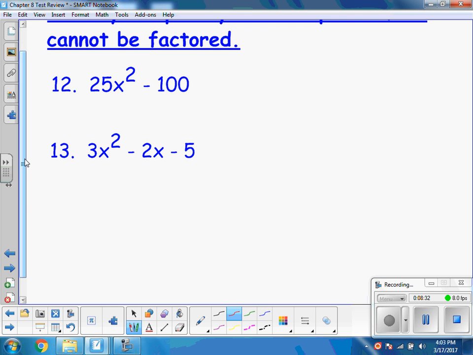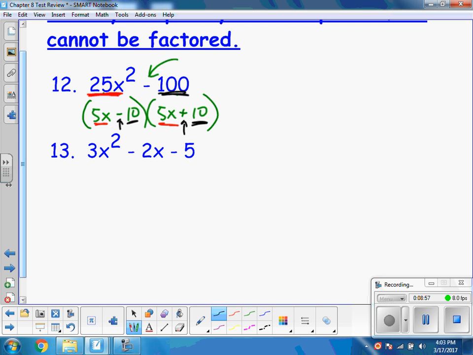Okay, so more factoring completely. I'm going to notice on number 12 that it's perfect square, perfect square, perfect square, and difference. So I can go right to this. Getting my 5x's from the 25x squared, I'm getting my 10s from the 100. And because there's no middle term, I need to do a plus and a minus.